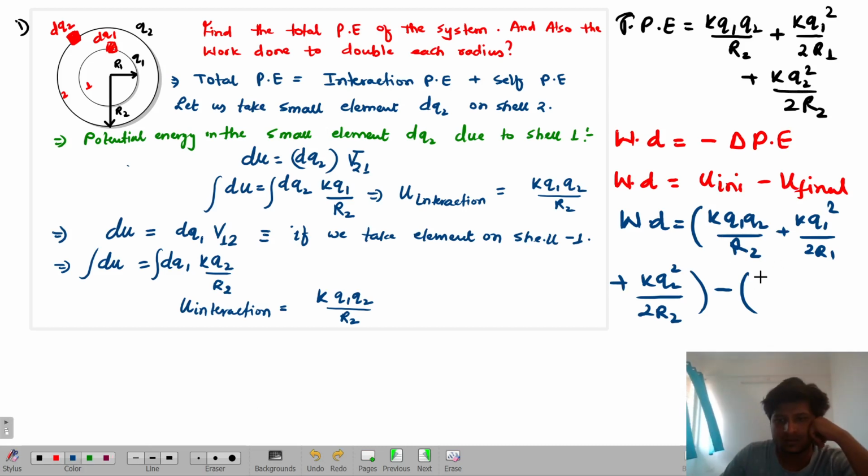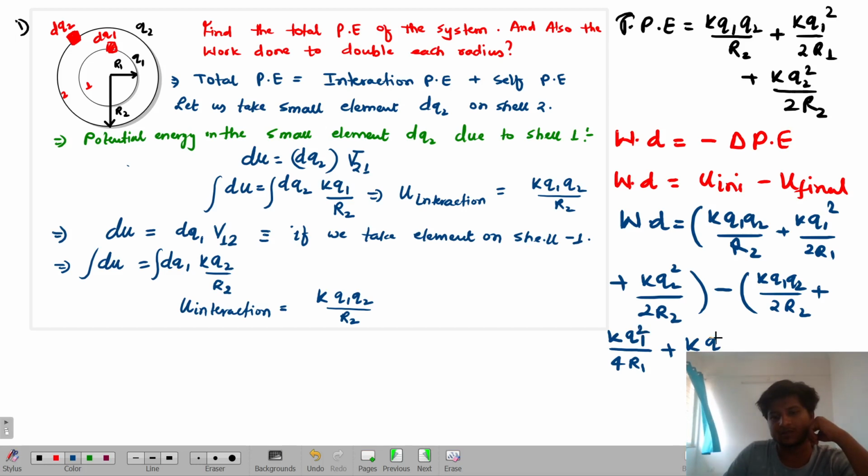So then it is K q1 q2 with radius r2 doubled, so twice r2, plus the terms K q1 square by 4r1, isn't it? 2 to the 4, isn't it? Plus K q2 square by 4r. So this is your whole term. Subtract it and you will get the answer. Is that clear? Are you able to get me? So this is my net work done. Are you able to get me?